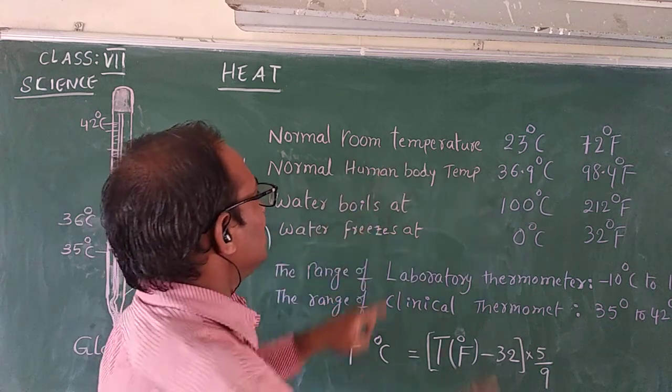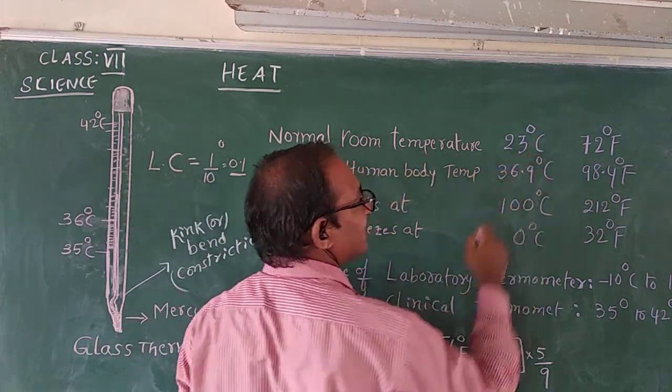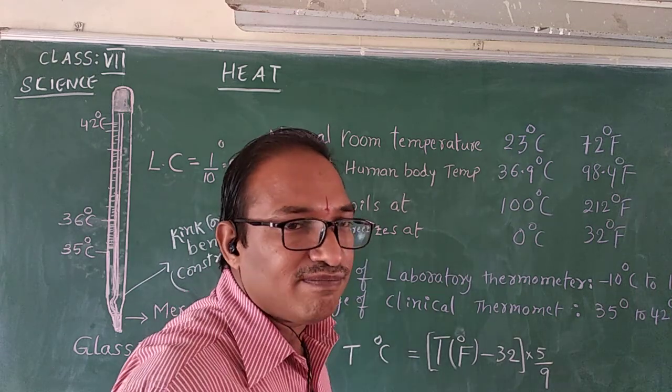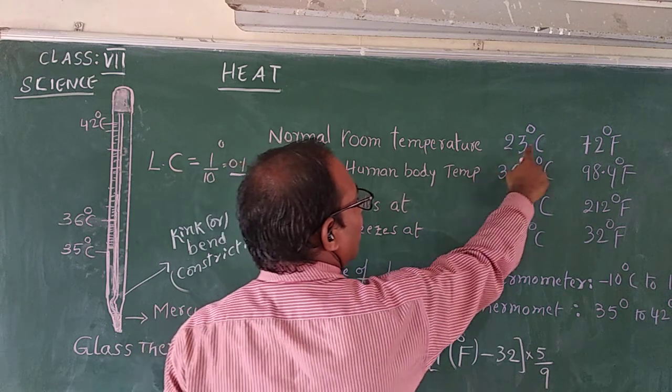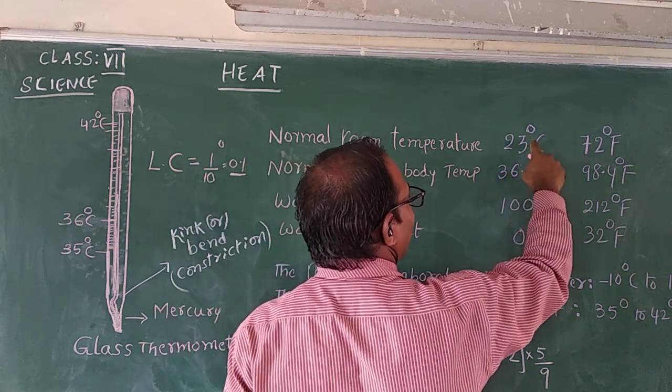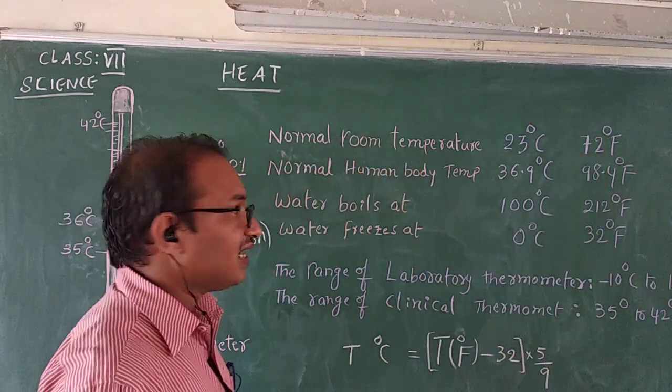Normal room temperature in degrees Celsius, we say, is 23 degrees Celsius. Now here I am at room temperature. Okay, now the room temperature is how much? 23 degrees Celsius. In Fahrenheit, you can say 72 degrees Fahrenheit.